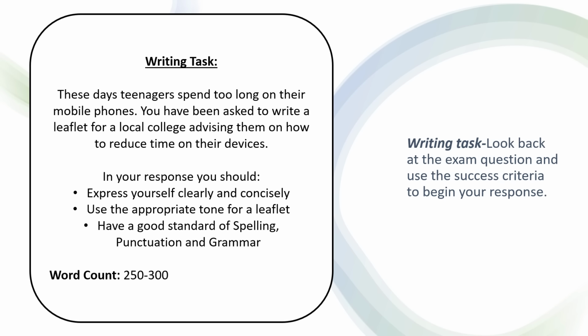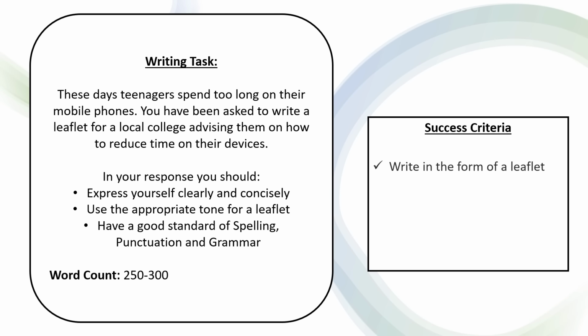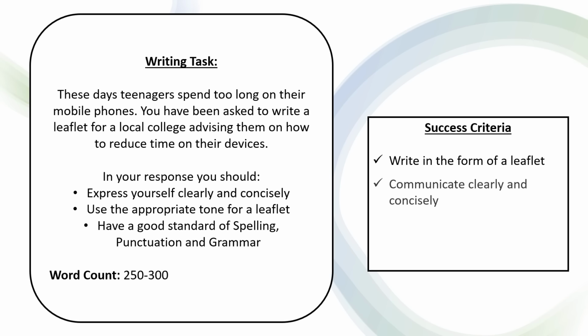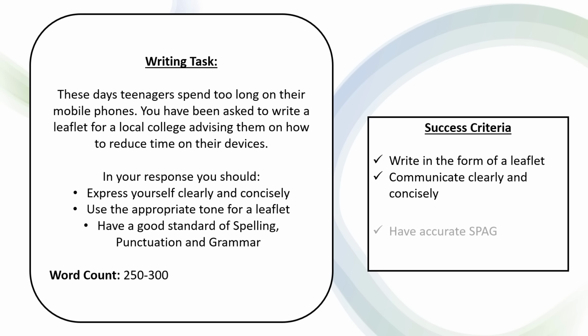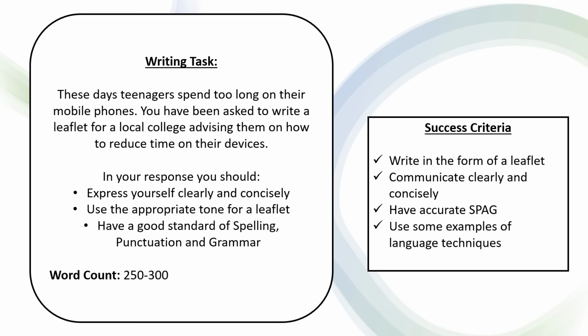And then if you look at the success criteria, for any form of writing it is really fairly similar. So the first thing to think about whenever you have any writing task is, are you writing in the correct form? So in this case, we have to write a leaflet. So are you using the correct presentational or organisational features for the task? Have you communicated clearly and concisely? Do you have accurate spelling, punctuation and grammar? Have you used some examples of language techniques? And finally, have you made sure that you meet the required word count? If you're not too sure about this, if you think about 250 to 300 words, we're talking about 50% or even 70% of an A4 piece of paper.